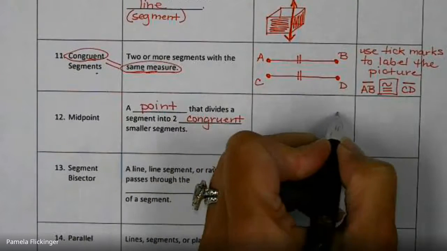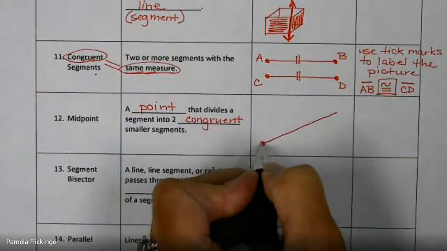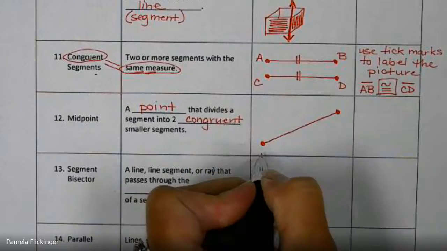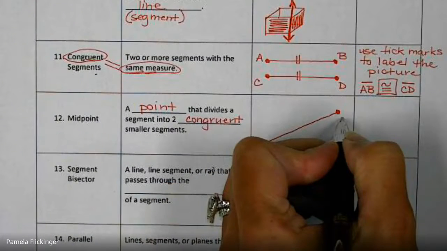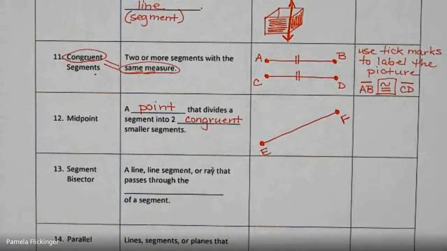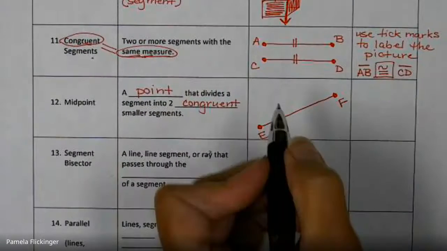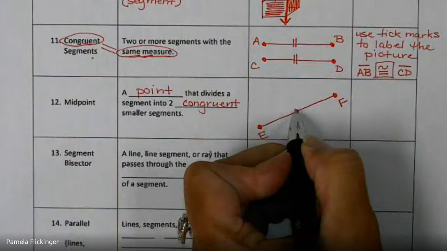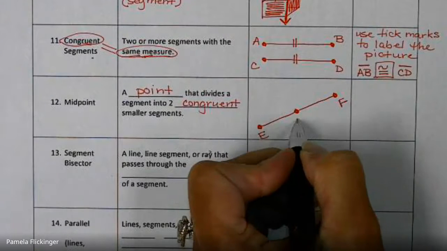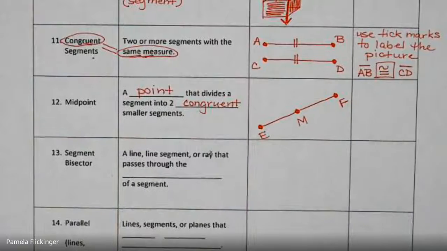All right, so if we draw a segment, we'll call this EF. Now again, we're not going to get a ruler out and be exact, but we can eyeball where the middle is. So it's about right here. We like to use the letter M for midpoint.